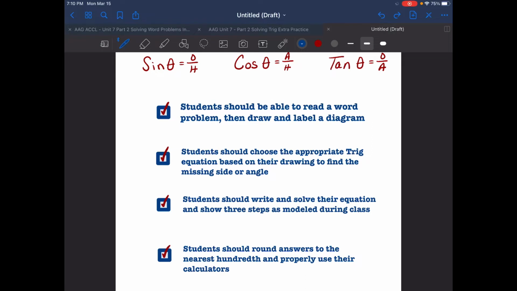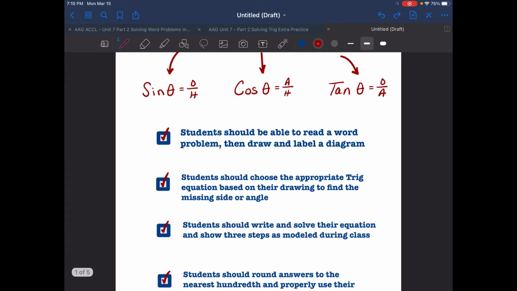Students should then use their diagram to choose the appropriate trig equation based on their drawing to find the missing side or angle. So basically, once you have your diagram, you're going to need to choose either sine or cosine or tangent. For example, if the word problem compares the opposite to the adjacent, then which one are you going to pick? Right, we're going to go with tangent.